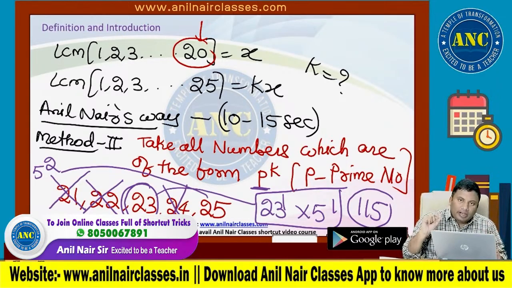21, 22, 23, 24, 25. First write all the numbers. Delete the numbers which are of the form p power a. 21 is 3 into 7. Single power of prime number it should be. 22 is 2 into 11.